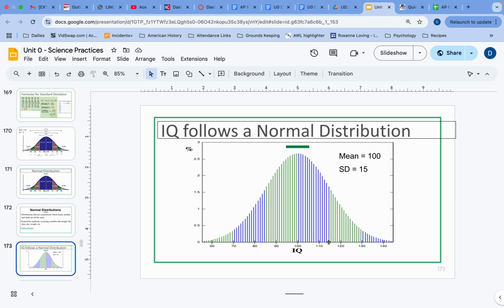A 115 is right here. That is one full standard deviation above the mean. So not only did you do better than the 50% of the people when you were at the mean, but you did better than another 34% of the people here, so you're in the 84th percentile.